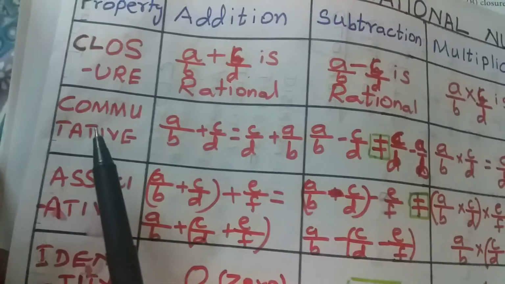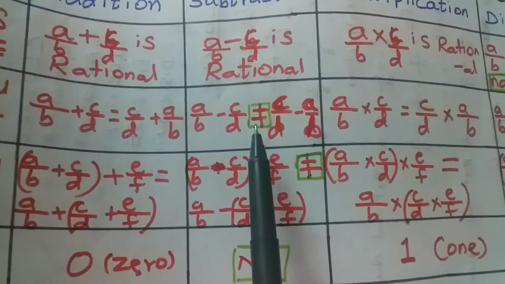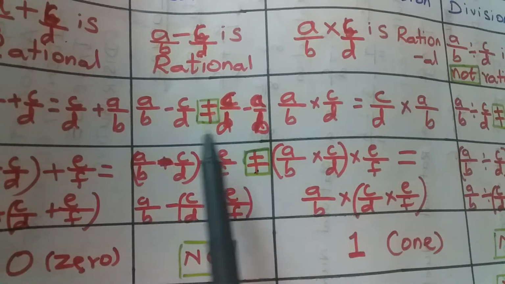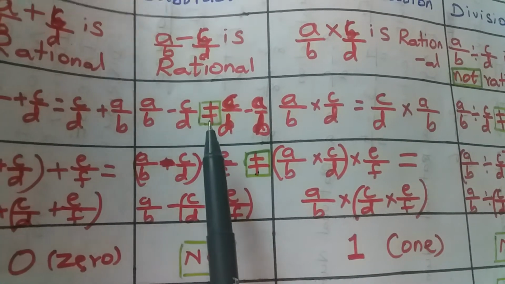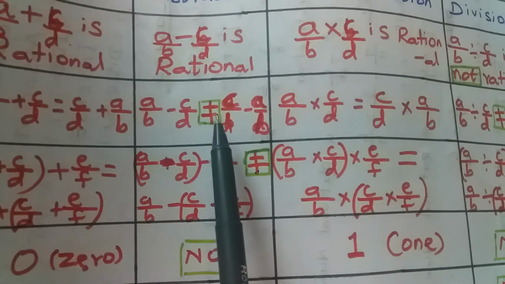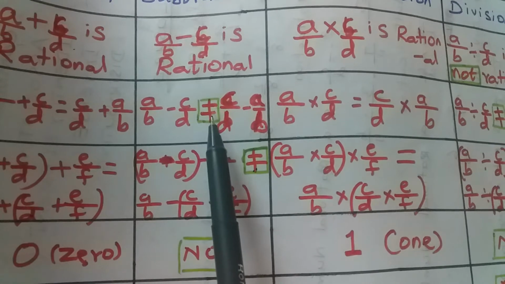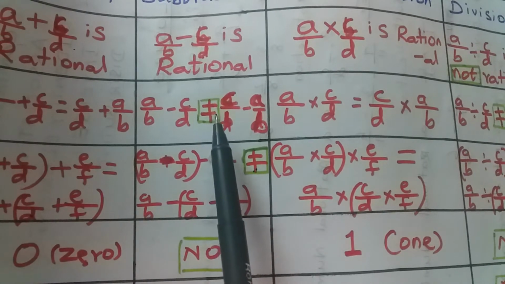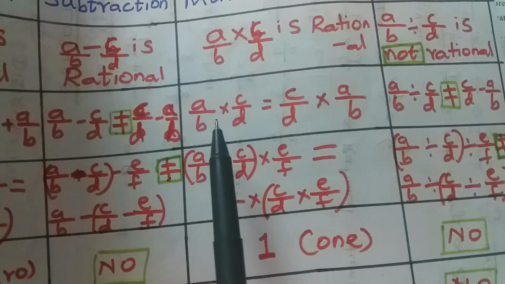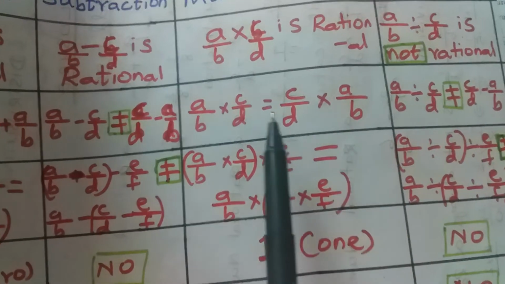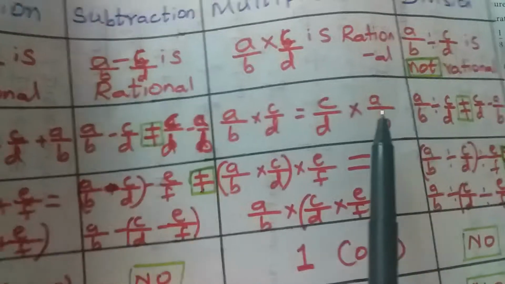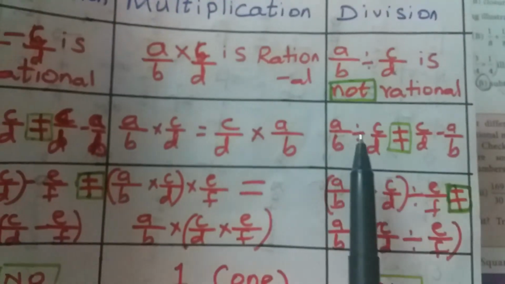But this commutative property is not true for subtraction. If you change the order, the first number becomes the second number and the second becomes the first, you won't get the same answer. We have seen this in detail with examples. If you want to recall the full property with examples, you can see the previous videos. Now for multiplication, even if you change the order of multiplication, the answer will not change. It is like 3 into 4 is the same as 4 into 3. But for division, if you change the order, the answers will change.